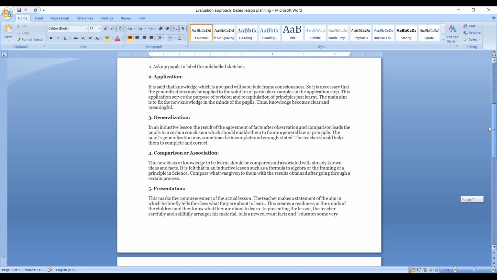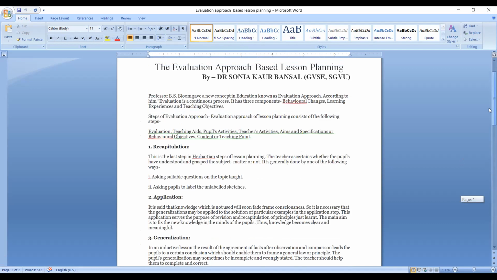So all the steps are actually in reversed manner. Herbartian planning actually started with the preparation part, the introductory part, but here B.S. Bloom has started his evaluation based lesson planning from recapitulation. So this is the main difference.